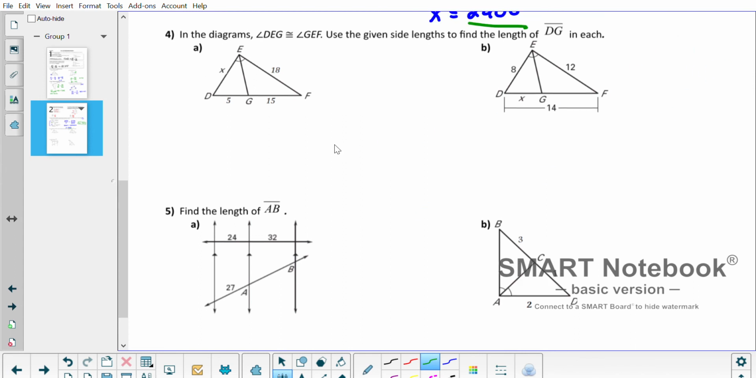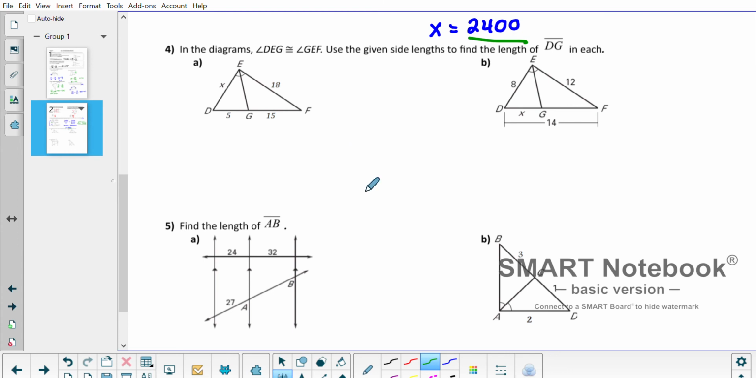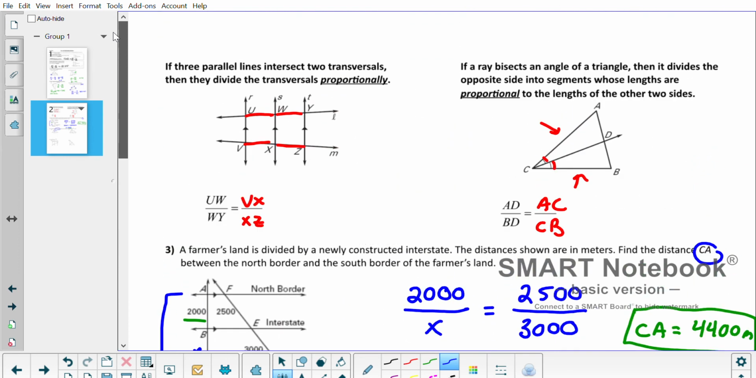So looking at these bottom 4, in the diagrams, they're telling us that there is an angle bisector in every problem. Angles DEG are congruent to GEF. So we know here and here are congruent, giving us the ability to use the theorem we talked about up here about angle bisectors.